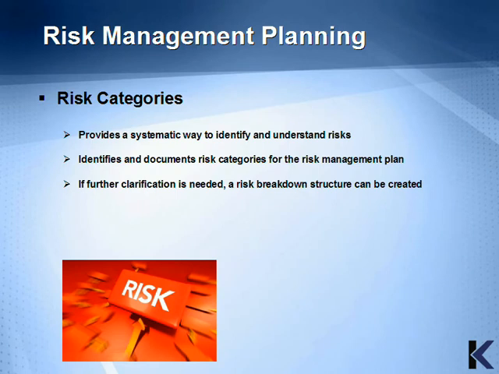Risk categories are a key element to the plan. You'll find that the categories are used over and over when identifying trends of the risk to the project. They provide a systematic way to identify and understand risks. They identify and document risk categories for the risk management plan, and if further clarification is needed, a risk breakdown structure can be created. If you don't remember what a risk breakdown structure is, you should reread the section on the work breakdown structure. The technique is the same.